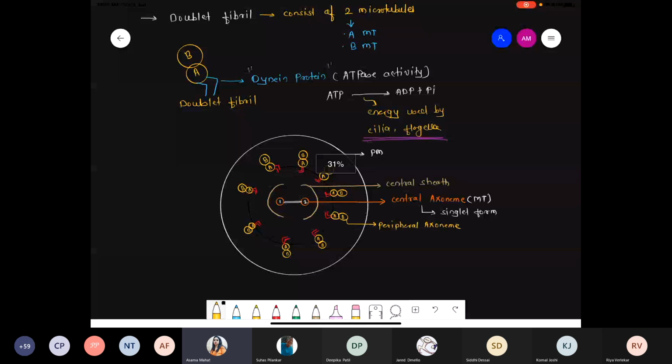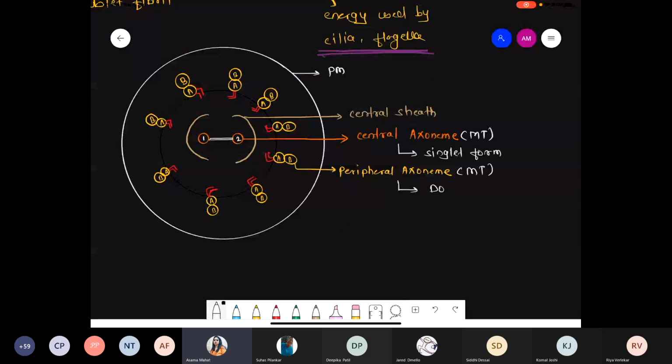They are made up of microtubules, but now in which form are they present? They are present in a doublet form, not in a singlet. Again they consist of the dynein protein also. Okay, now what happened? We are talking about the spokes, because protection is needed. So the next part is the spokes.